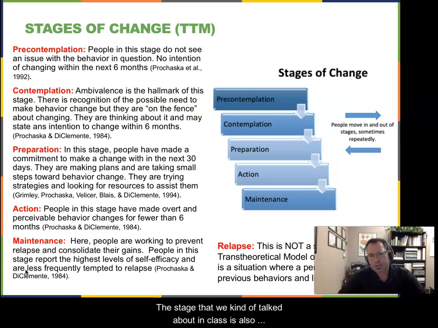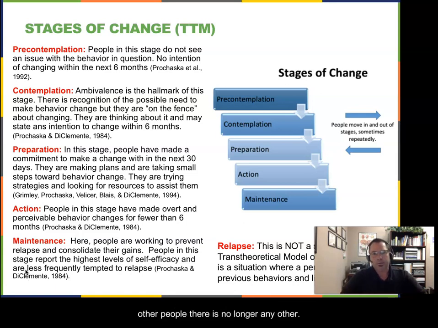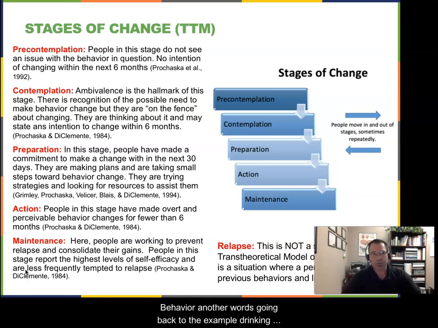The stage that we kind of talked about in class is also called the termination stage, and at the termination stage, this is where a person has completed the lifestyle change. It's no longer really an effort. It has become a way of life. It's just who they are now, and maybe if they're participating in AA, maybe they've become a sponsor or a mentor themselves. They're helping other people. There's no longer any other issues that are affecting them as the result of their previous behavior. In other words, going back to the example, drinking too much alcohol.